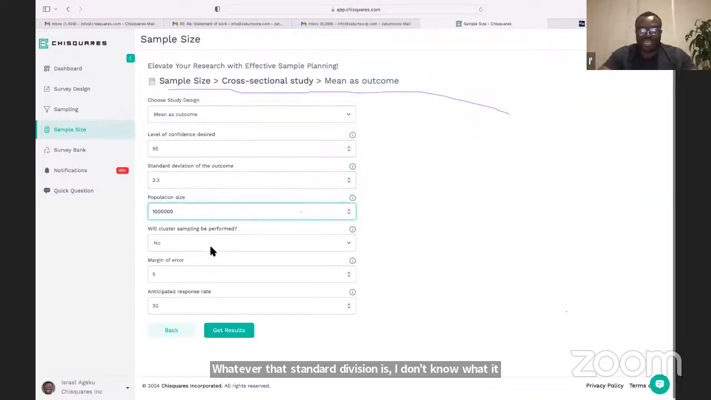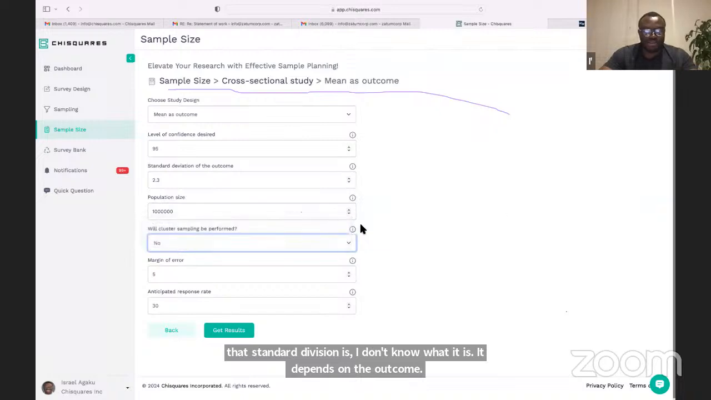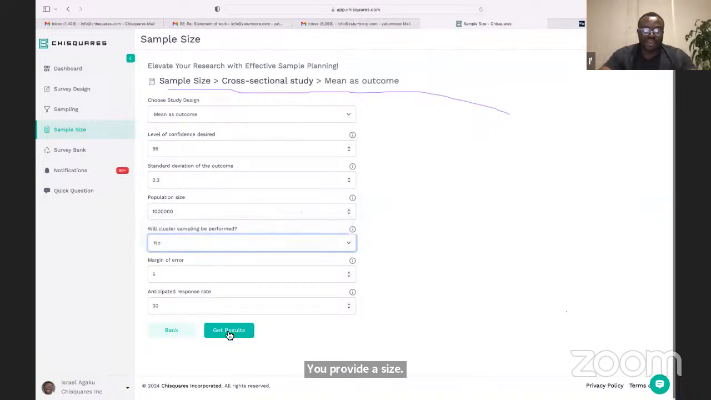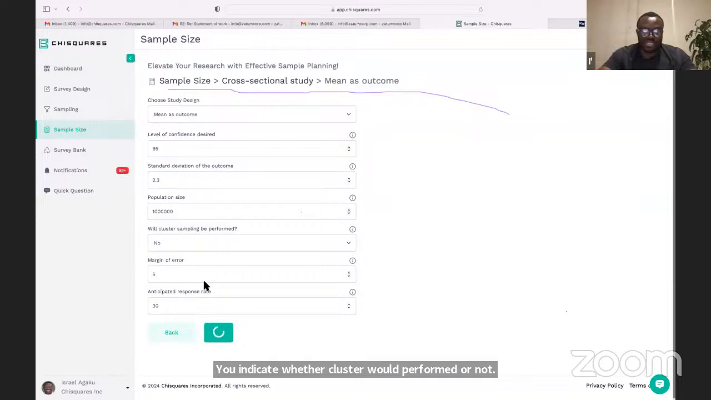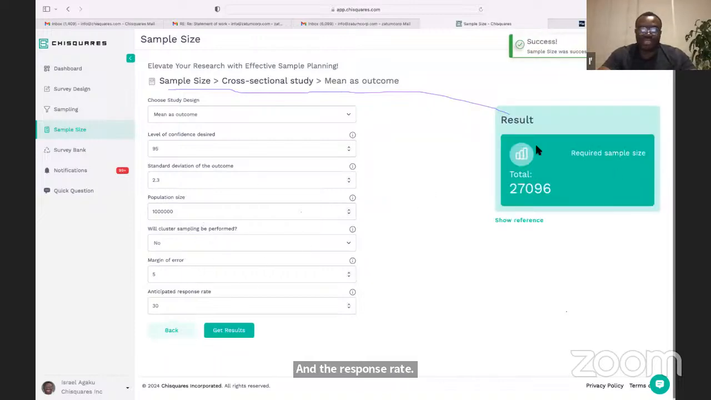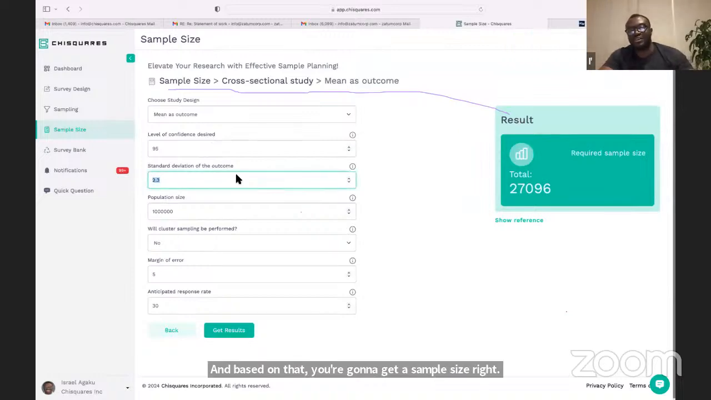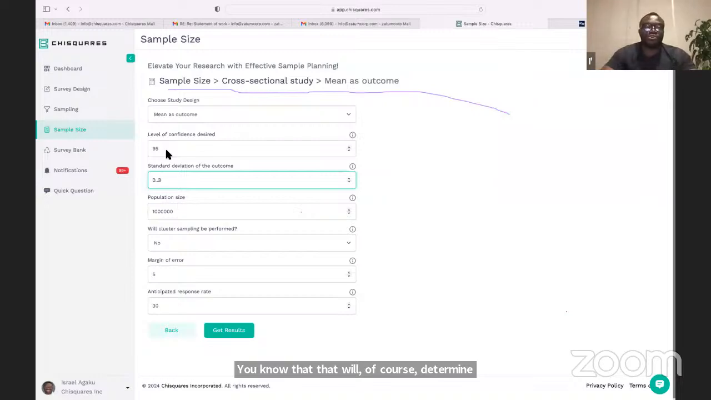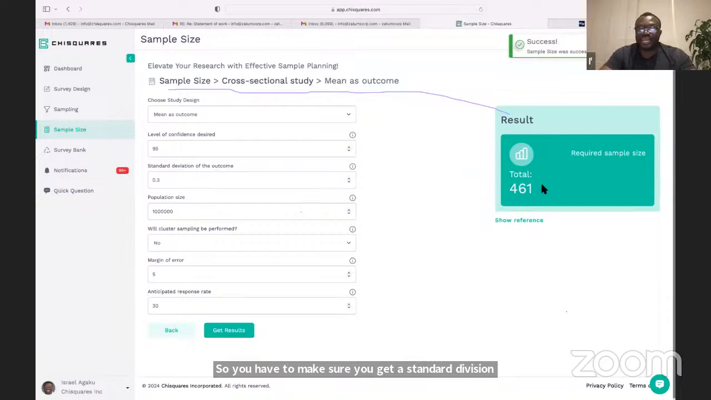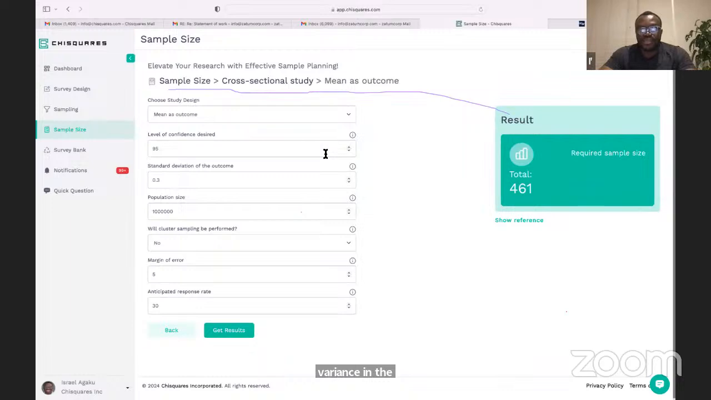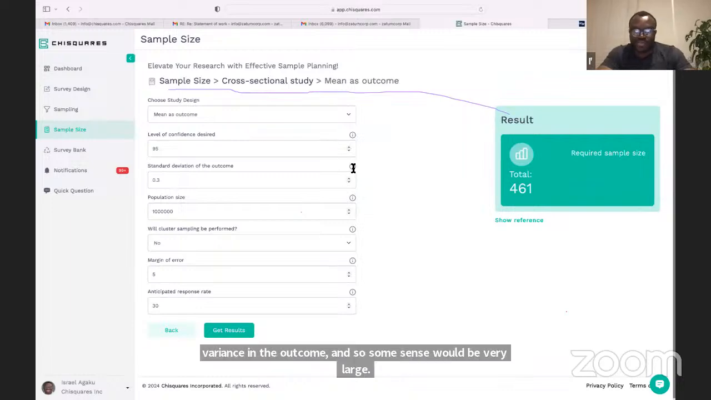You provide the population size. You indicate whether cluster sampling will be performed or not. You provide a margin of error and anticipated response rates. And based on that, you're going to get a sample size, right? That will of course be dependent on the standard deviation, right? So you have to make sure you get a standard deviation right. Because a very wide standard deviation means that there's a lot of variance in the outcome, and so the sample size will be very large. So that is how you could calculate that.